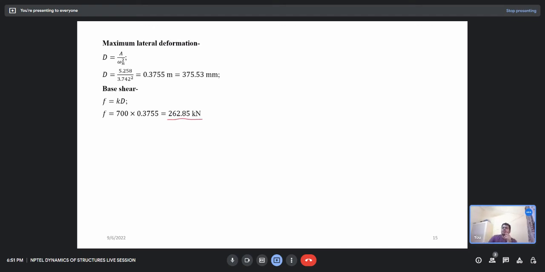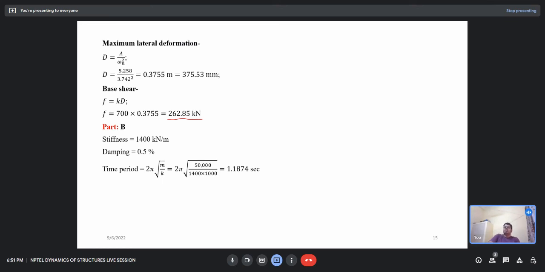Now in part B, the stiffness is doubled, say 14,000 kilonewton per meter, and the damping ratio is the same. If you calculate the time period, it reduces because your system is stiffer, and if the system is stiffer, then the time period is lesser. So it is reduced from 1.62 to 1.18. After that, the natural frequency omega n becomes 5.29.